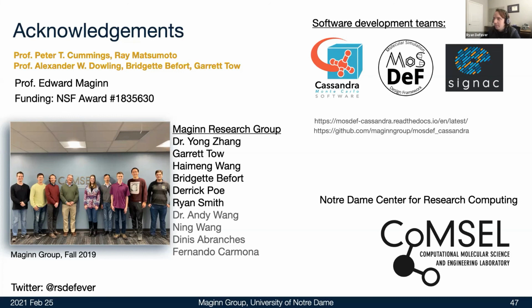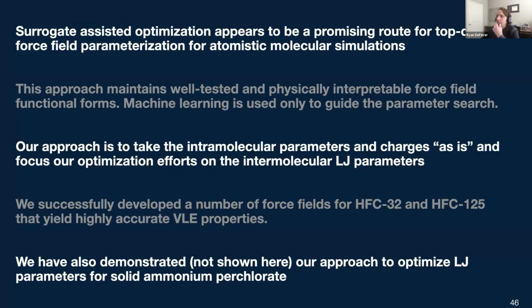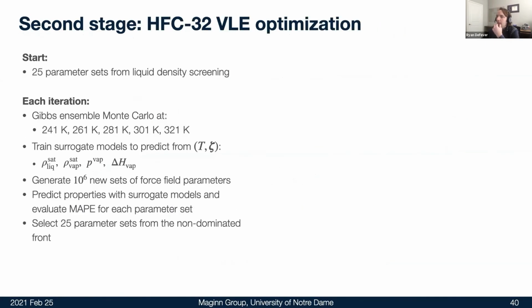Okay, so I'll start from the beginning. We used Gaussian process models, Gaussian process regression. We also used some SVM classifiers to help with some areas where the Gaussian process models were doing poorly, so we overlapped those two techniques. For multiple objectives, the case was vapor-liquid equilibrium. We have four objectives here: the saturated liquid and vapor density, the vapor pressure, and the enthalpy of vaporization.